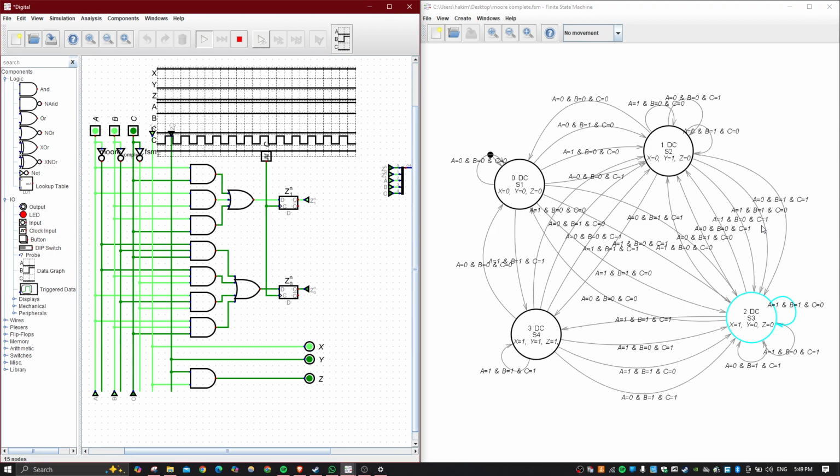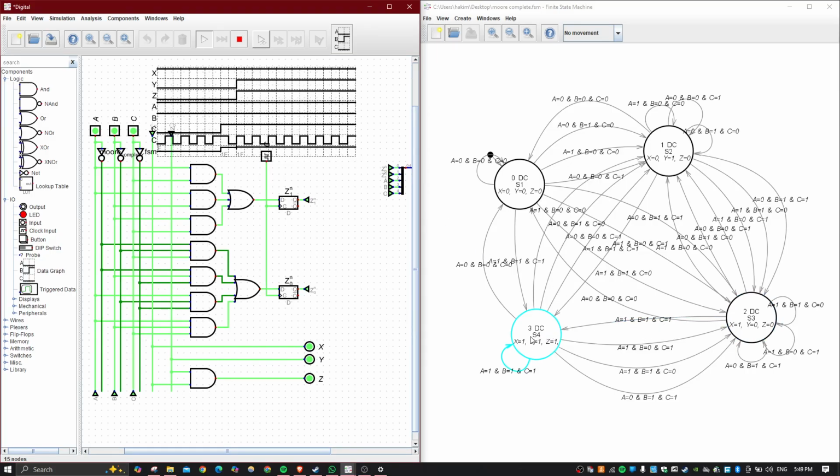Then let's say we want our output to be X1, Y1, Z1. The inputs should be A, B, and C. Then we can see it transitions straight to S4. So we can conclude that the transition from S3 to S4 is A, B, C.